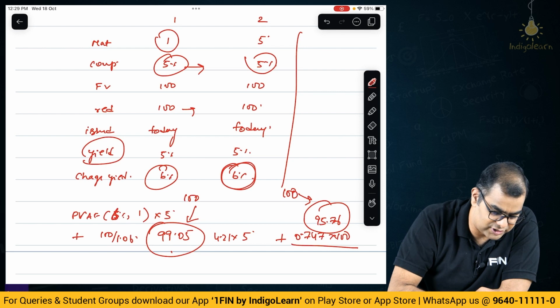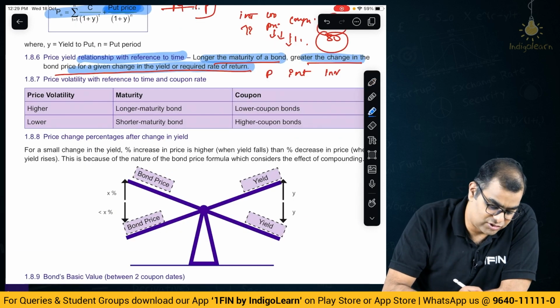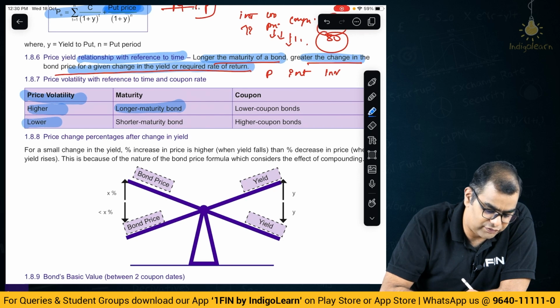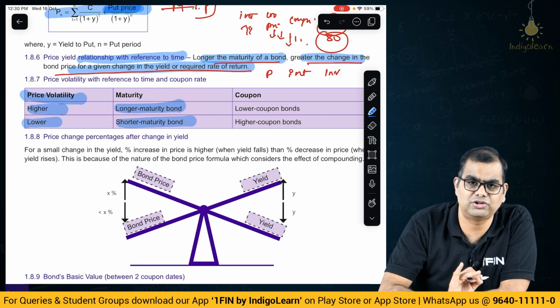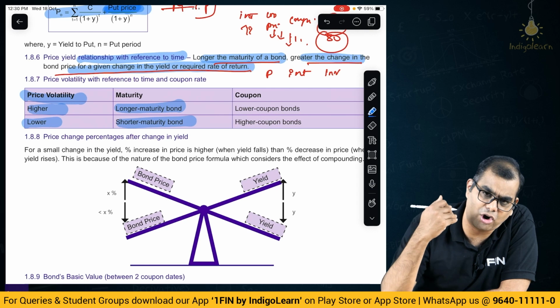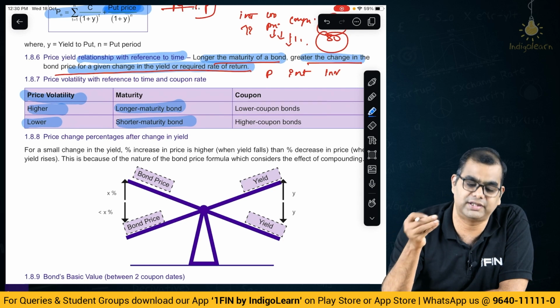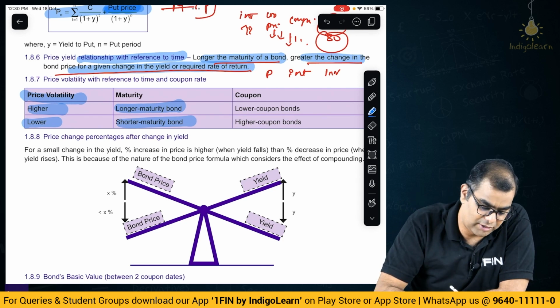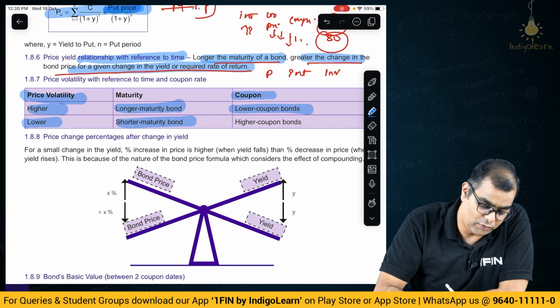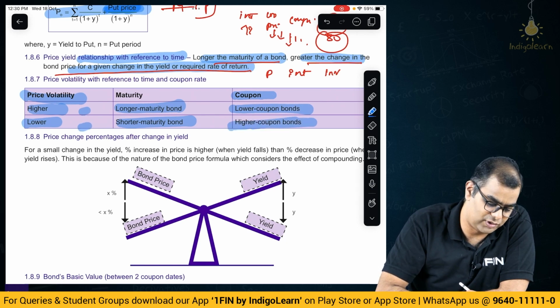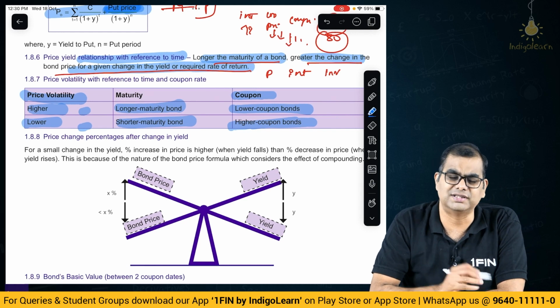Now, after having understood this, let us look at this aspect. Price volatility is higher for a longer maturity bond and lower for a shorter maturity bond. We have understood the logic now, because if they have a lot of years, you have to discount all of them, and the impact of change in interest rate on farther away things is much higher than closer things. Whereas when you come to coupon, if you have a lower coupon bond, price volatility is high. If you have a higher coupon bond, price volatility is low. What is this logic now?